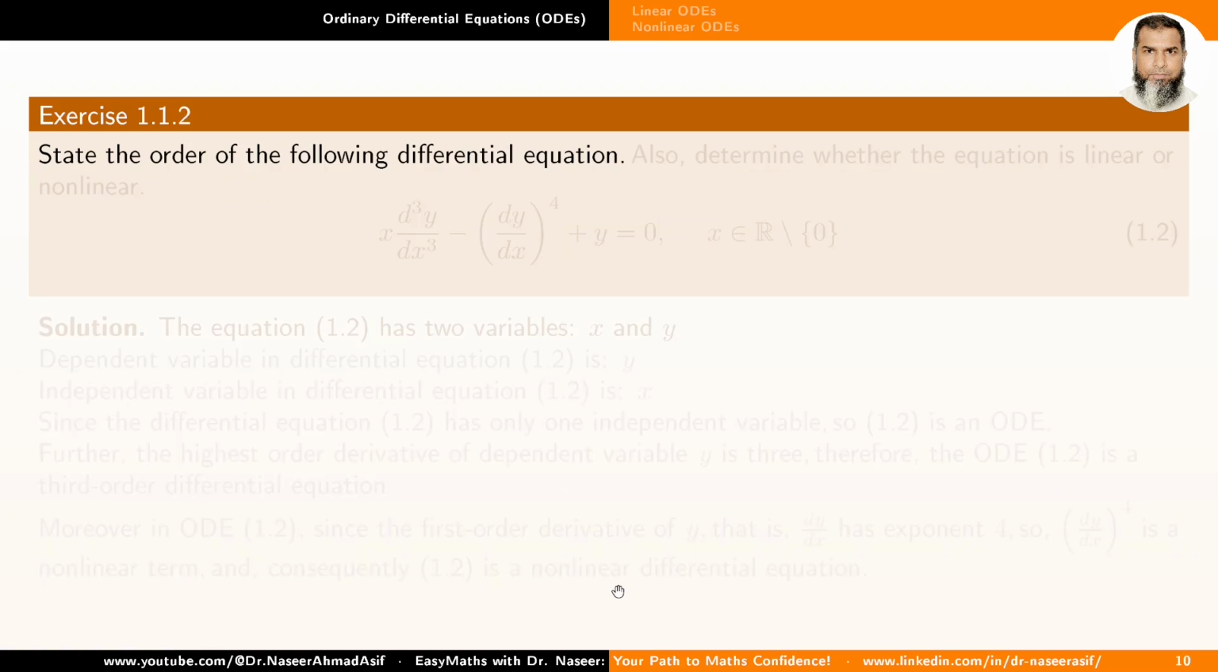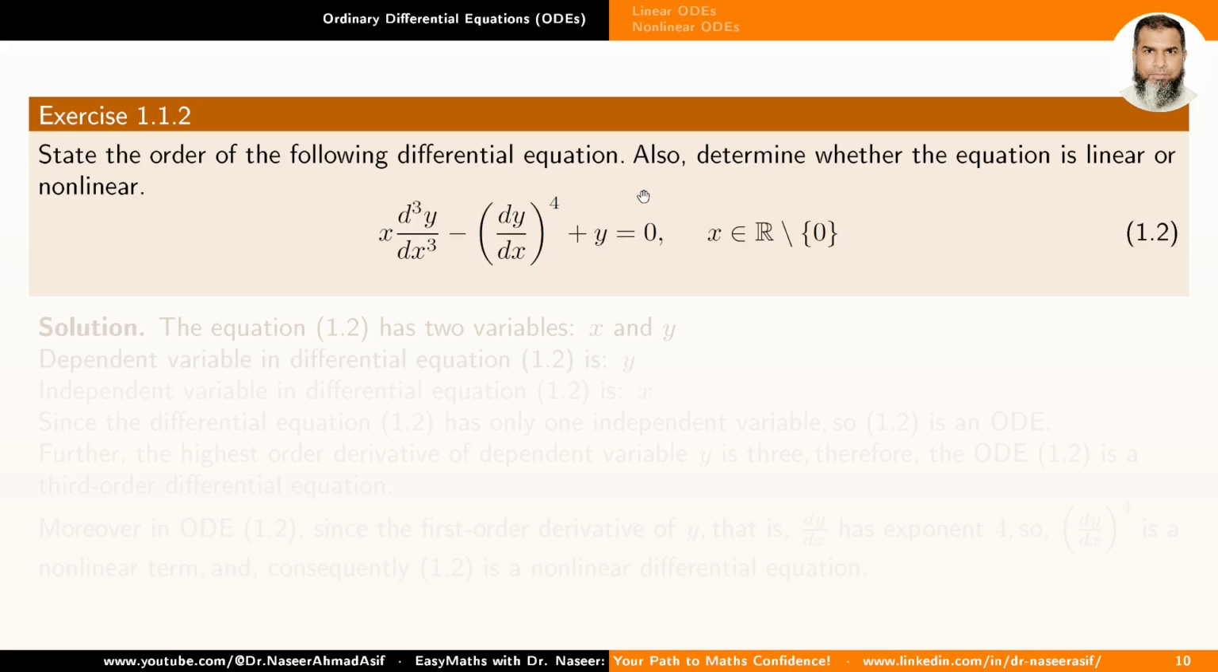We'll see another question. State the order of the following differential equation. Also determine whether the equation is linear or non-linear. The equation is x d3y by dx cube minus (dy by dx) exponent 4 plus y is equal to 0, where x belongs to R other than 0. We'll see the solution of this question.